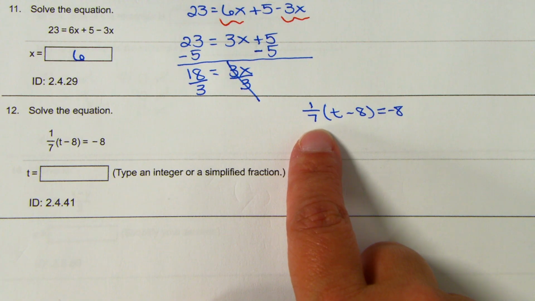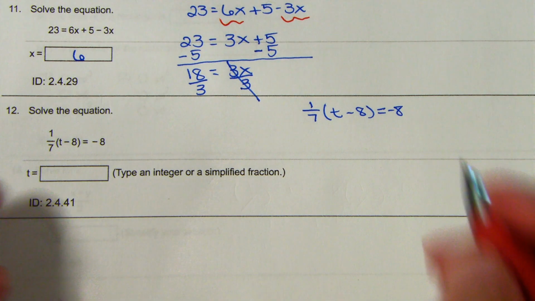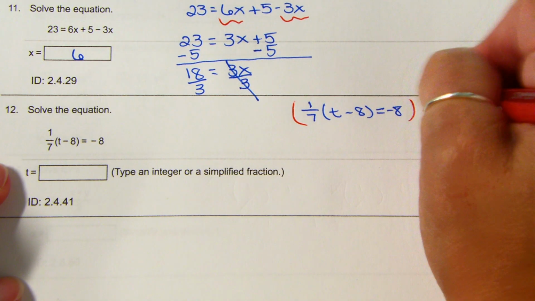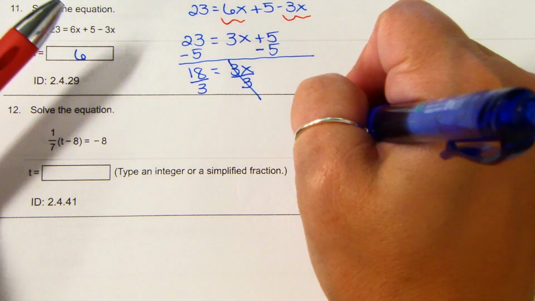All right, number 12, we have to solve the equation. We have 1/7 times t minus 8 equals a negative 8. I can't do anything inside of my parentheses, so what I'm going to have to do is get that 1/7 over to the other side. And there's a lot of different ways you could approach this problem.